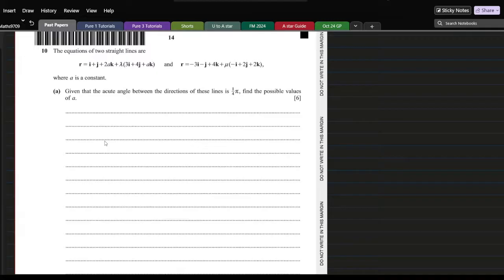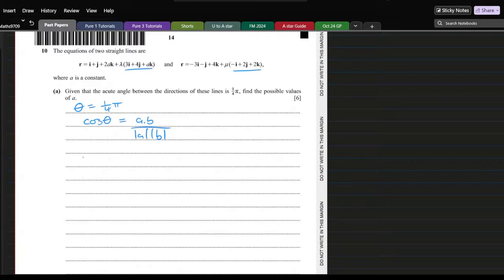possible values of a. So we have been told that the angle between the directions of the two lines, let's call that theta, is a quarter pi, right? We know that the formula for the angle between two lines is cos theta is equal to the dot product of the two vectors over the product of their moduli. Okay, so let's start by finding the dot product of our two directions here.